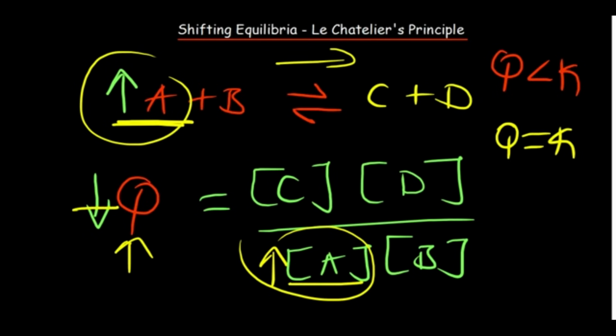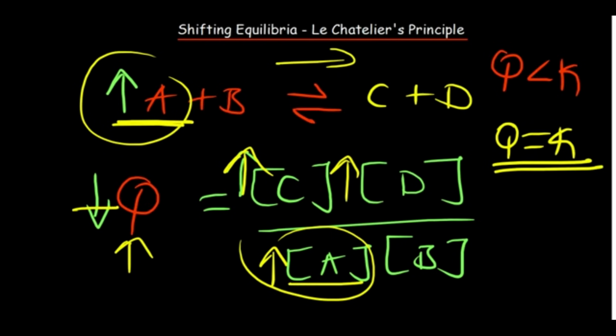And what happens if we favor a forward reaction? It would imply that our products are now going to be increased, which is going to lead to an increase in the value of Q, and eventually Q will be equal to K, and the reaction will go back to equilibrium. So that's the basic idea.